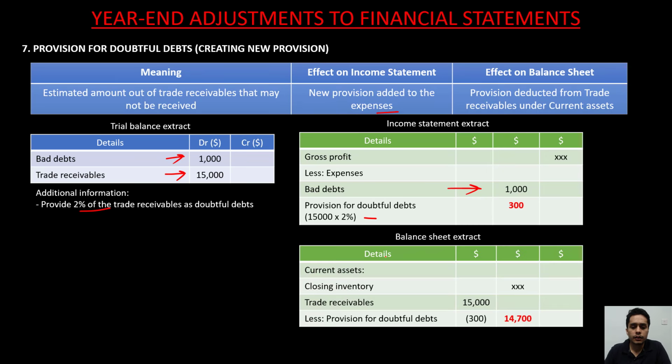In the balance sheet, trade receivables is shown at 15,000, but we'll have to deduct our estimated amount that is not going to be received, which is doubtful debts, and show the final amount, the net amount, as current assets in the balance sheet, which is 14,700.